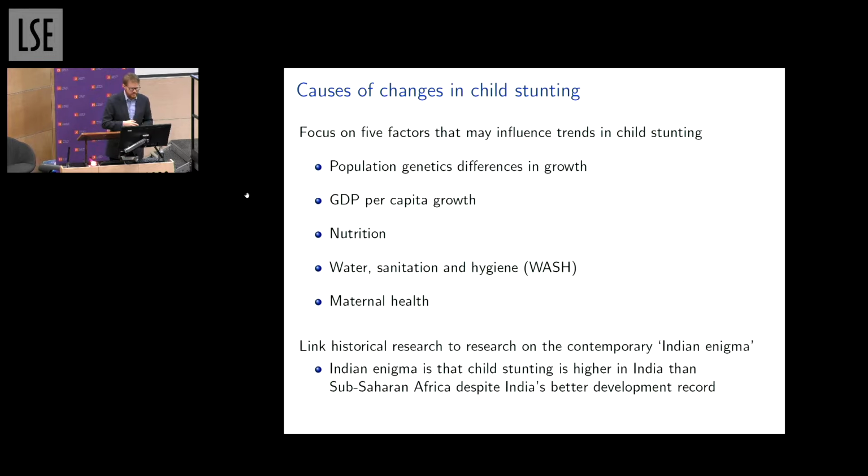And what I want to do is connect research that's been done and that we're doing as part of this project historically with another contemporary debate. This is the debate called the Indian enigma. And this enigma is that children in India are more stunted, they're shorter than children in sub-Saharan Africa, despite the fact that Indians are richer, they have lower mortality rates. On many indicators of development, Indian children should be doing better, but they're not. And so I'll link it to this modern debate as well.